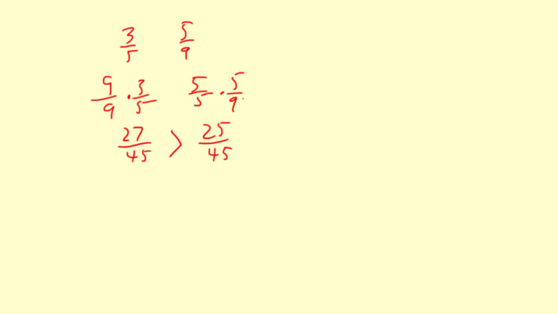So another way you can compare these is by turning them into decimals. I know that 3/5 is 0.6. But then 5/9, I don't know. I'm going to do that on a calculator real quick. Okay, that is 0.5 repeating, so I'm going to round it to 0.56. So you can see these are pretty close, but this one on the left is greater.